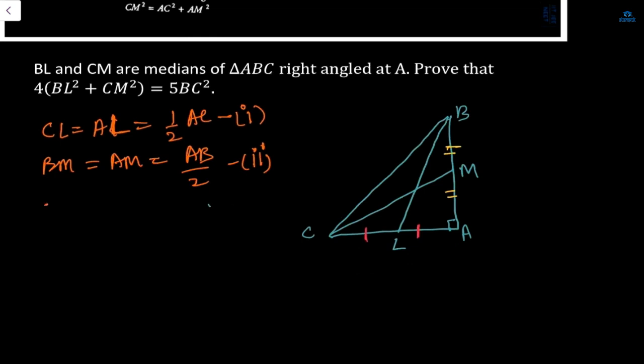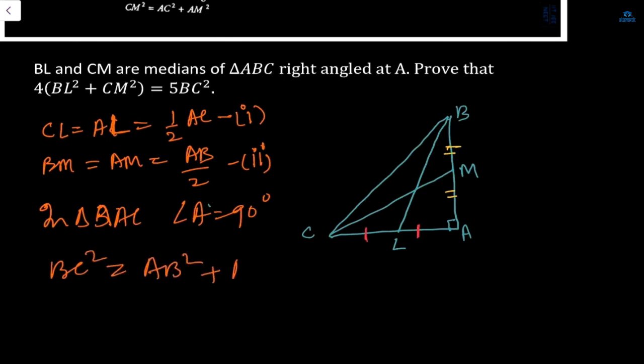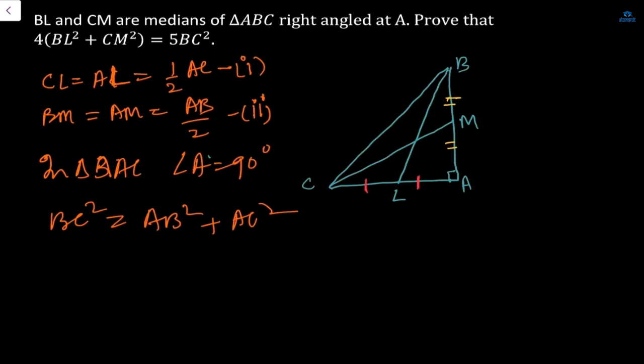Now this is given, and what else is given? In triangle BAC, angle A is equal to 90 degrees. If we apply the Pythagoras theorem, BC square is equal to AB square plus AC square. Now you can also apply the Pythagoras theorem in the small triangle BLA. So BL square is equal to AL square plus BA square, that is AB square plus AL square.